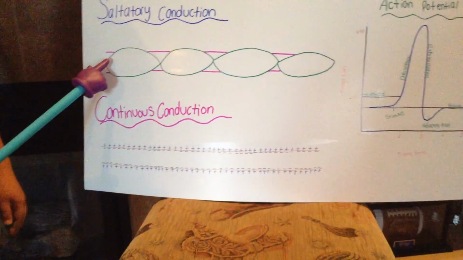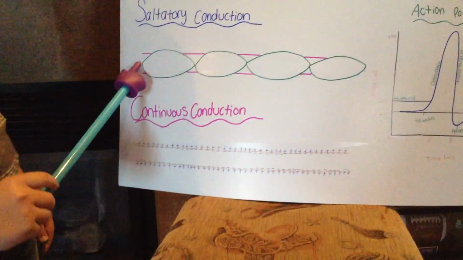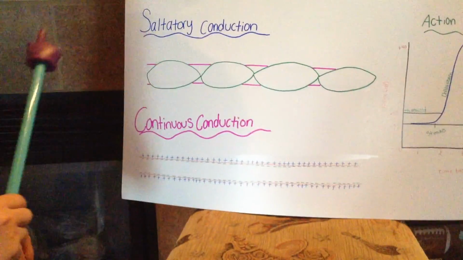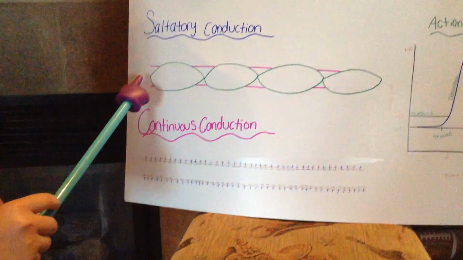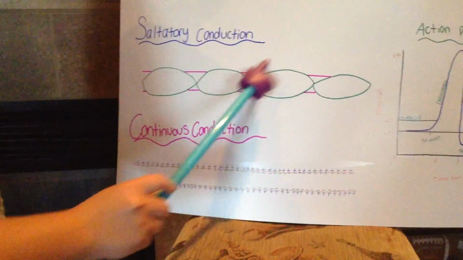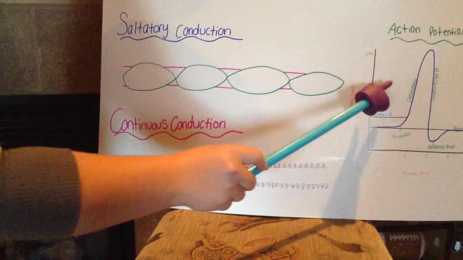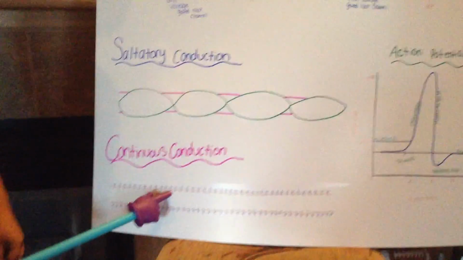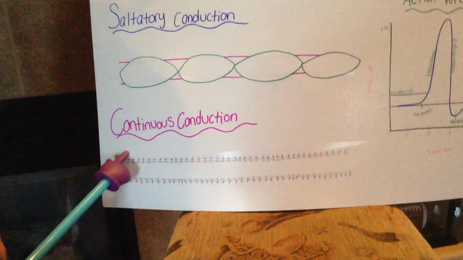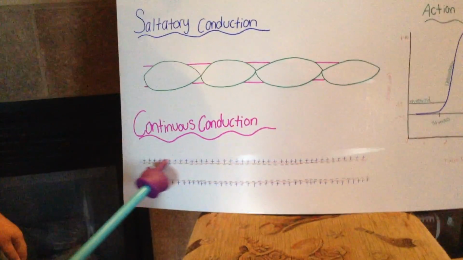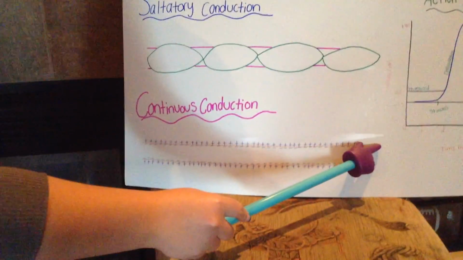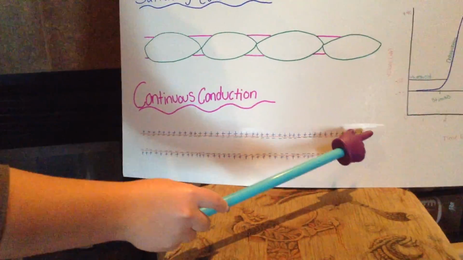Now let's talk about length constant. Length constant is how fast a stimulus moves across an axon. In saltatory conduction, the length constant is fast because of the action potential jumping from node of Ranvier to node of Ranvier. Continuous conduction is slower because it has these positive and negative charges, which make a domino effect of action potentials moving all the way down until it reaches the axon terminal.